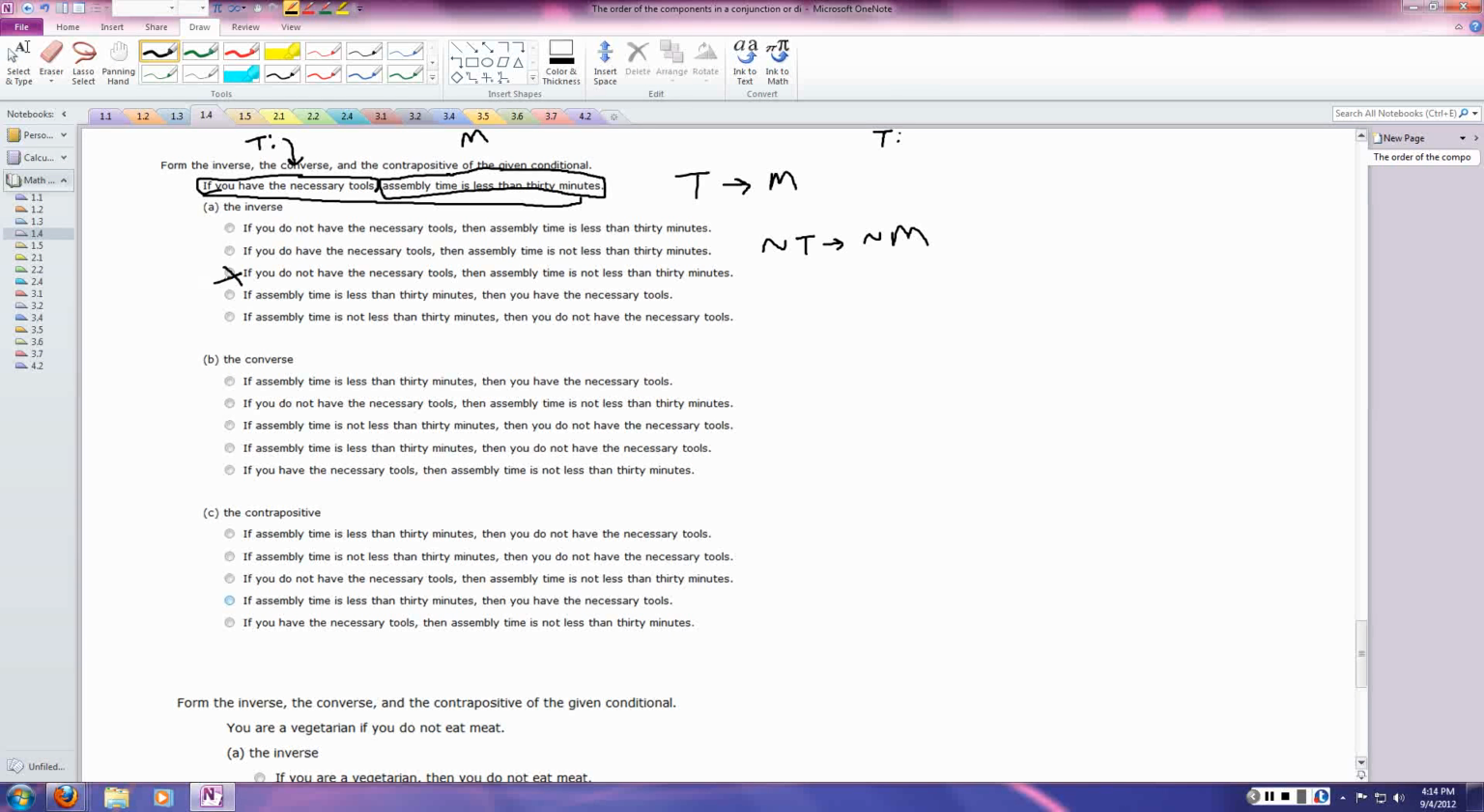So we have that. The converse would be just switching the premise and the conclusion. So if the assembly time is less than 30 minutes, then you have the necessary tools. Contrapositive symbolically would be not M implies not T. Because remember, this is the original statement. This is what you have to deal with.